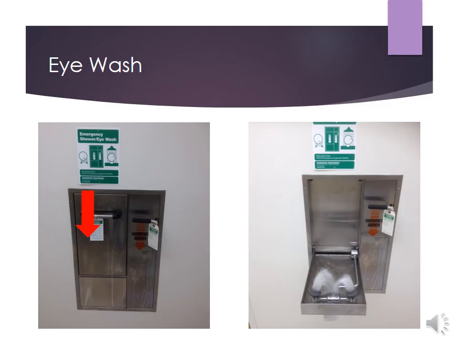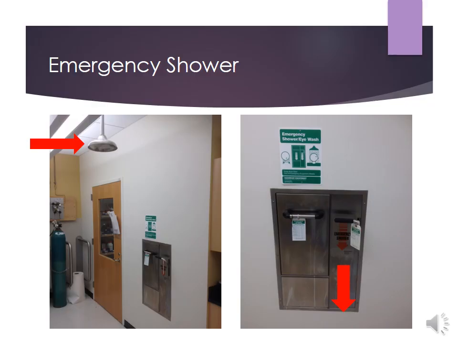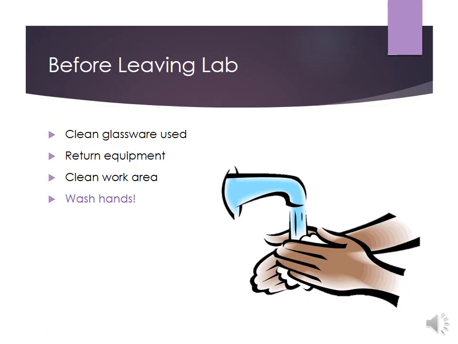You will also look at the emergency showers. These are located next to the eye wash. The key word on these is emergency, only to be used if absolutely necessary, like you have set yourself on fire or have had a very large amount of chemical spilled on you. For both your safety and the safety of those entering the lab later, always clean and return equipment and workspaces, and wash your hands before leaving the lab.